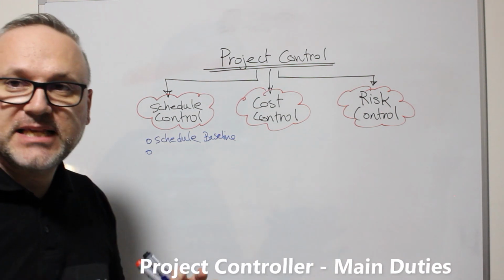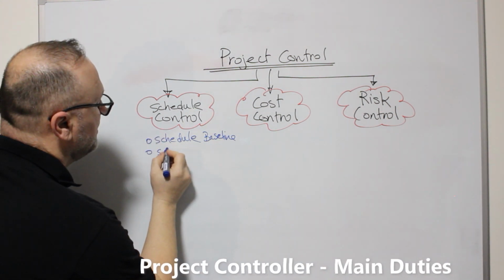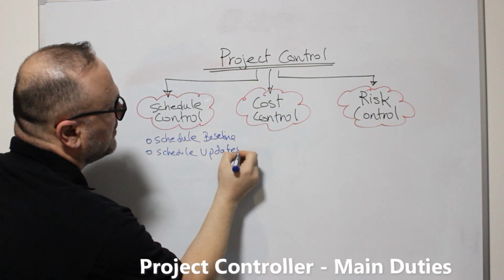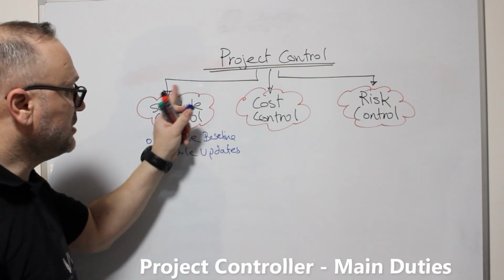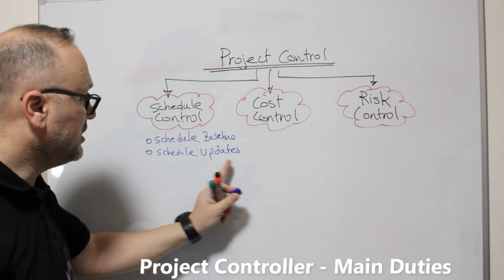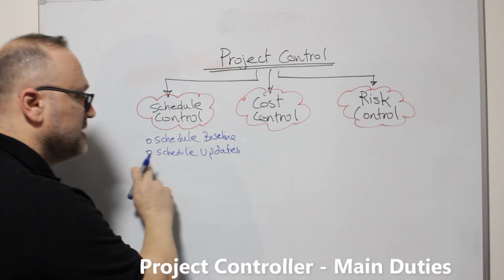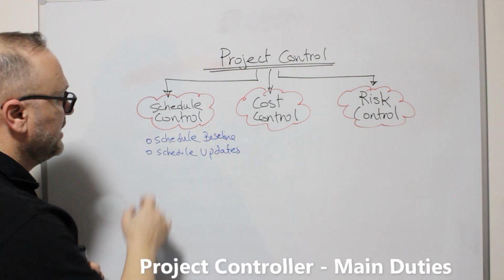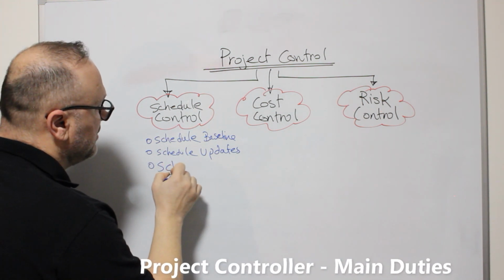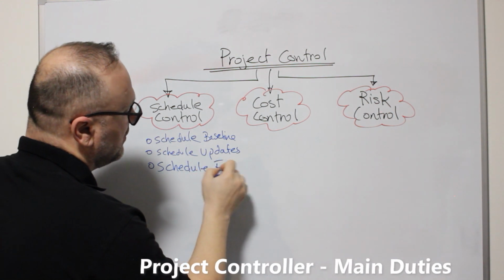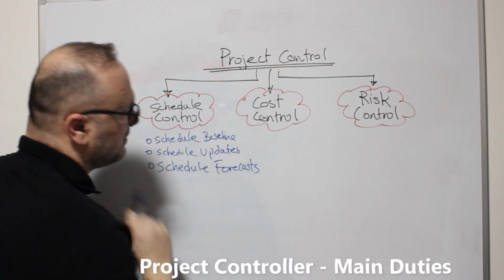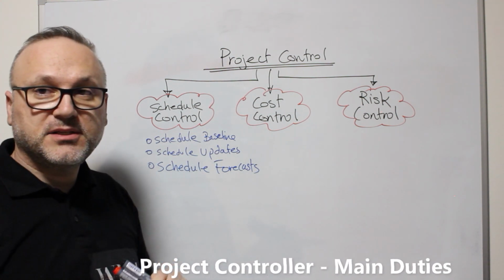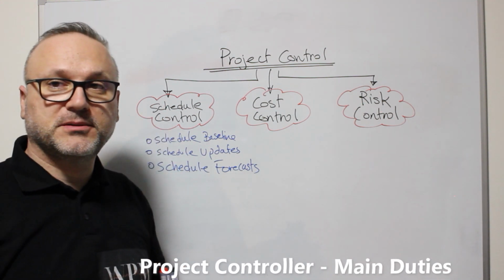Once the schedule baseline is set, the schedule updates are required, and the schedule controller must update the schedule according to the plan. Once the schedule is updated according to the intervals of the project, we need to have the schedule forecasts. Okay? So 3 main activities for the schedule control.